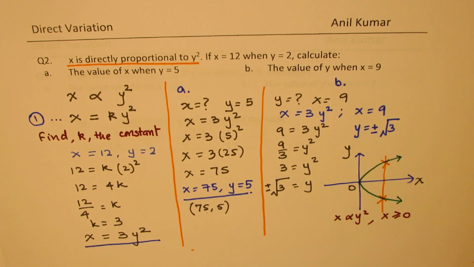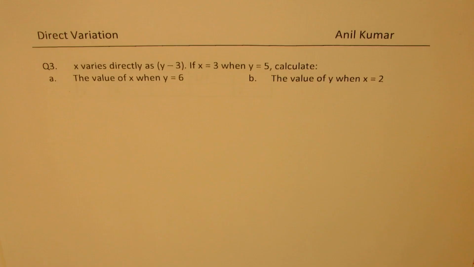So I hope that clearly explains why the value of y has two values, plus and minus square root 3, in this particular example. I hope that helps. Question number 3. x varies directly as y minus 3. If x equals 3 when y equals 5, calculate the value of x when y equals 6, and calculate the value of y when x equals 2.